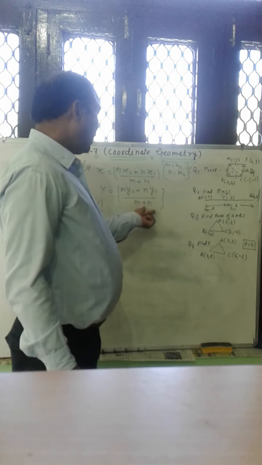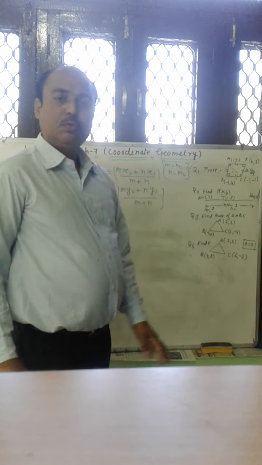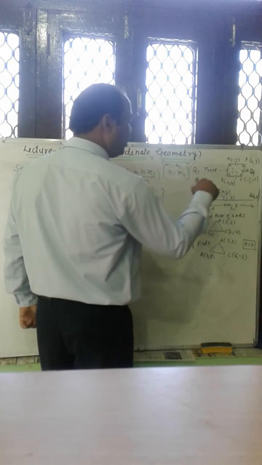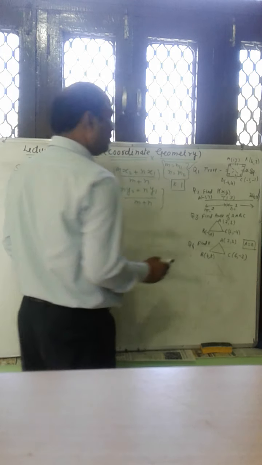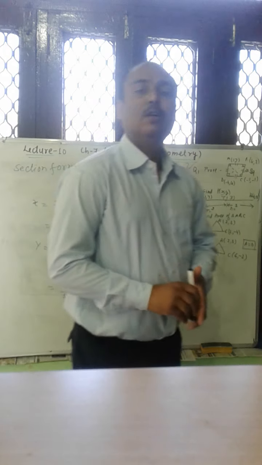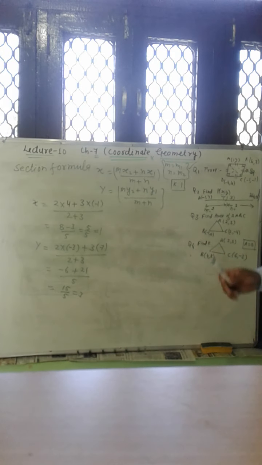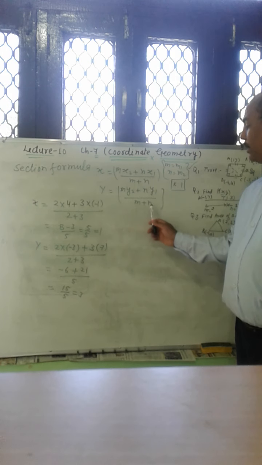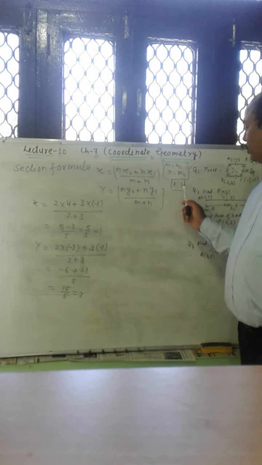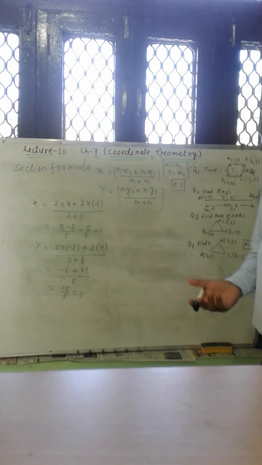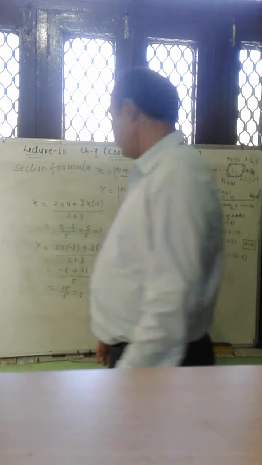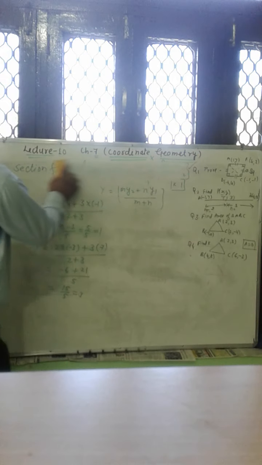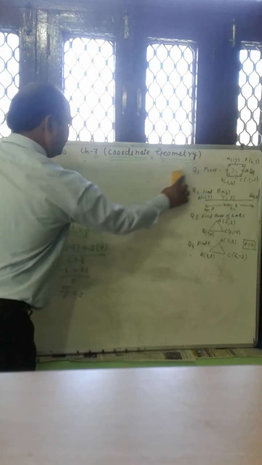Either you may write m and n, or m1 and m2, and sometimes the ratio in some questions is k ratio 1. You can see this ratio in some questions also. So there is no need to worry. You can use m or n, or m1 or m2, or k ratio 1, according to the situation or conditions. Okay, I hope you understand this question now.